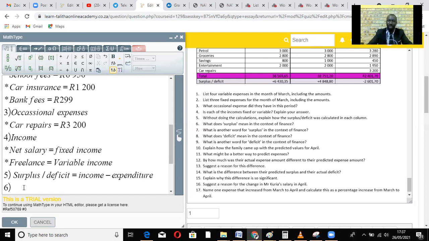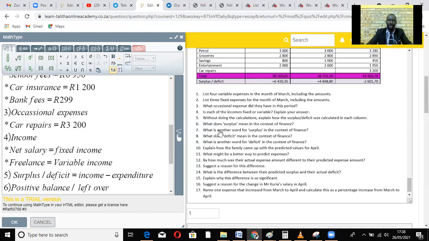Well, the next question is question 6. What is question 6 all about? Well, question 6 is asking what does surplus mean in the context of finance? Well, in the context of finance, surplus means a positive balance, or a leftover. That is called surplus. We call it positive balance, also known as leftover.